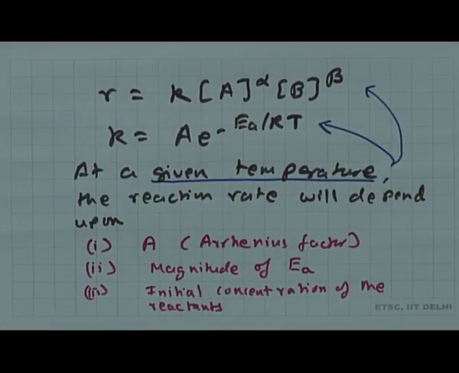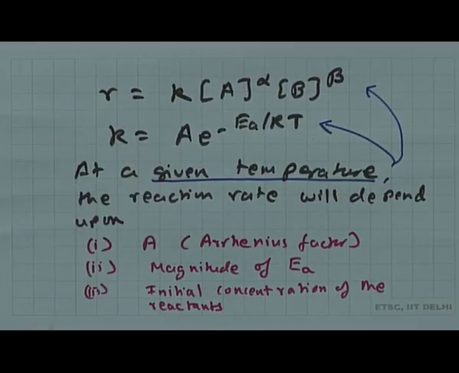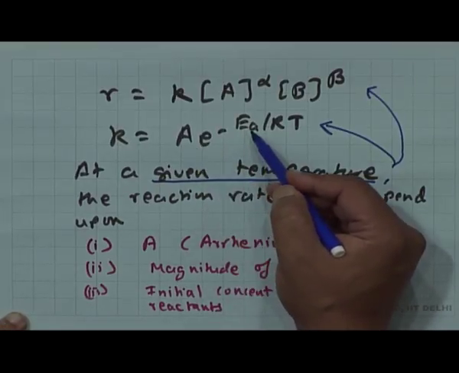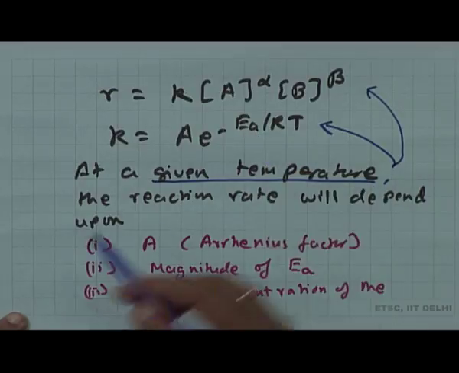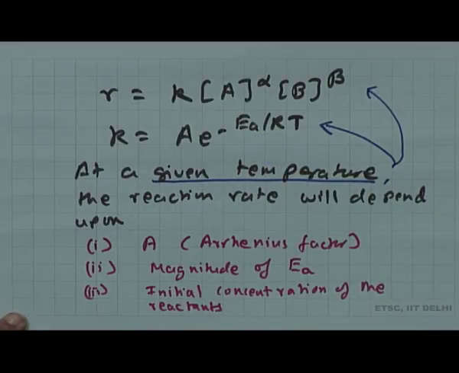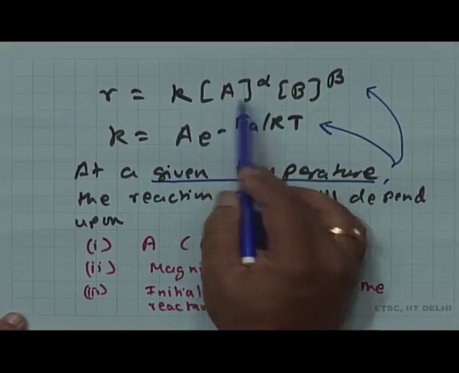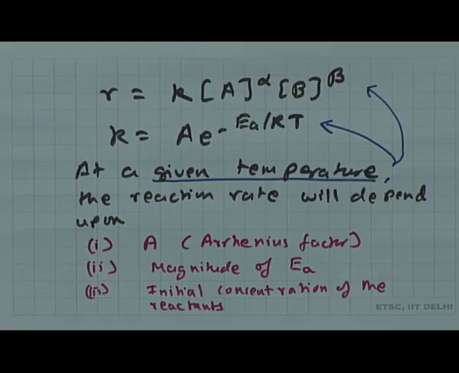So, if you are talking about a given temperature now, temperature is out of the equation, because temperature is constant. So, what is it depending upon? It is depending upon A, which is the frequency factor or Arrhenius factor or the pre-exponential factor, then EA, the magnitude of the activation energy, and then also upon the initial concentrations of A and B.